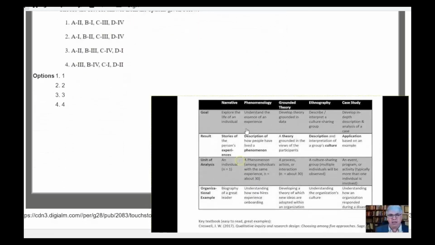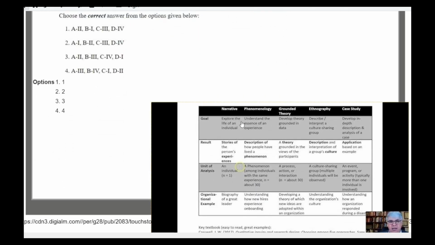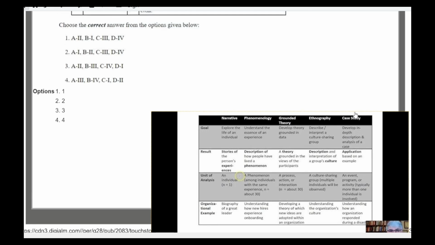I have already given some description about these things: narrative research, phenomenology, grounded theory, ethnography, and case study. You can take a screenshot of this. You can go through these terms because these are very important types of research. Every year, a question is asked from these four, five types of research. So please go through them. It will be helpful in your paper one and paper two as well.